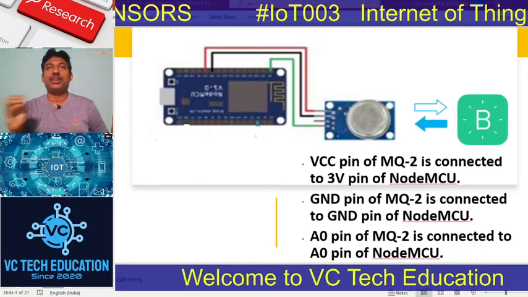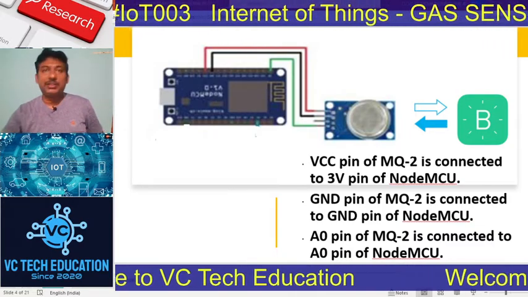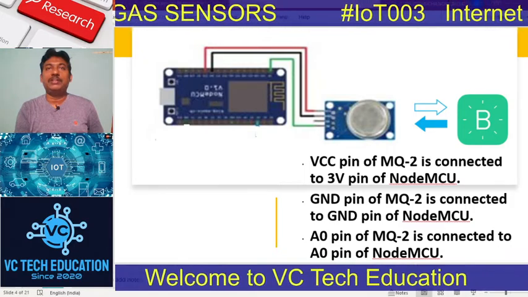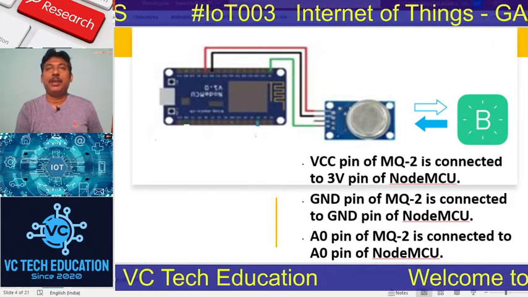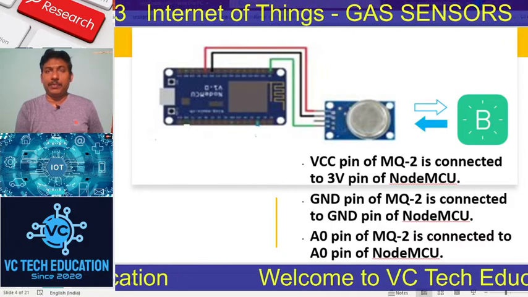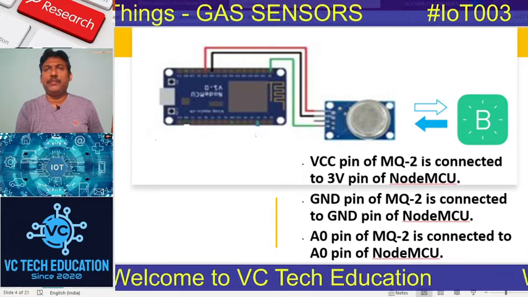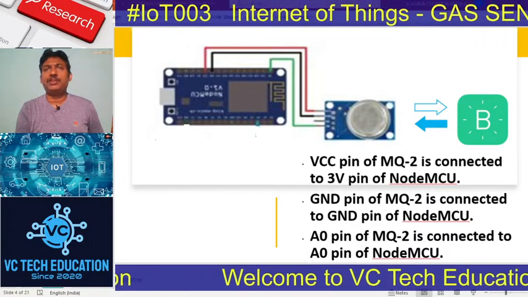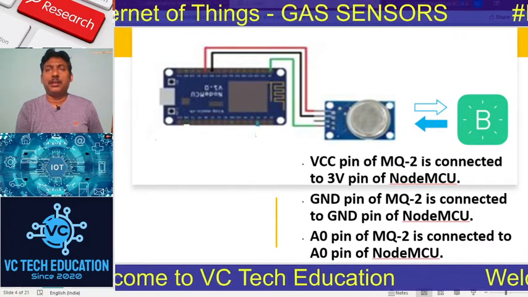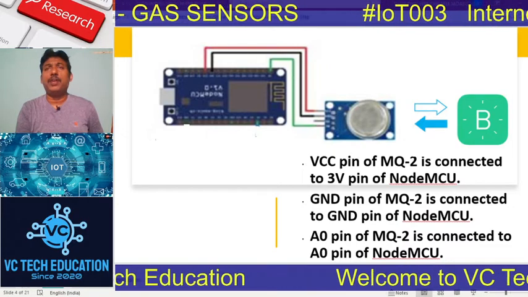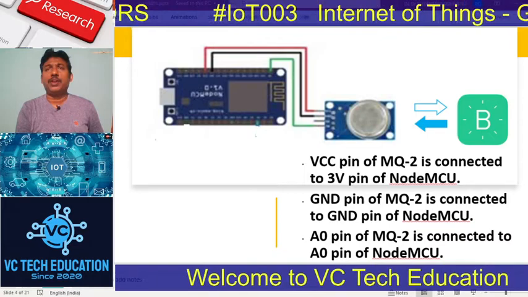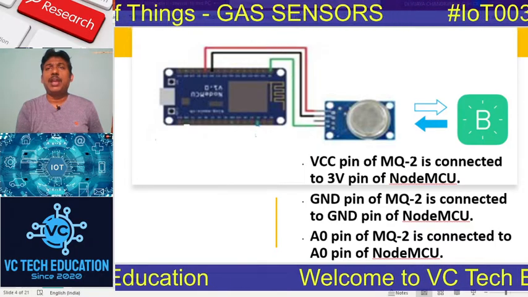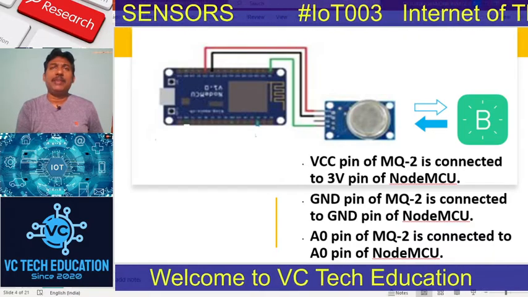Before going to the mobile app session, we first have to make the connections. There will be 3 pins: one is for the voltage, ground, and data. Voltage will be given to the voltage, ground will be given to the ground, data will be given to the data. The VCC pin of MQ2 is connected to the 3 volt pin of NodeMCU, that is regarding the voltage. Then the ground pin of MQ2 is connected to the ground pin of NodeMCU. Then the AO pin is connected to the AO pin of NodeMCU. Here the AO pin will be there, the same AO pin should be connected.